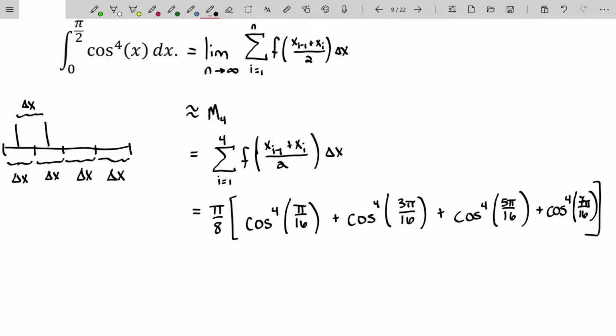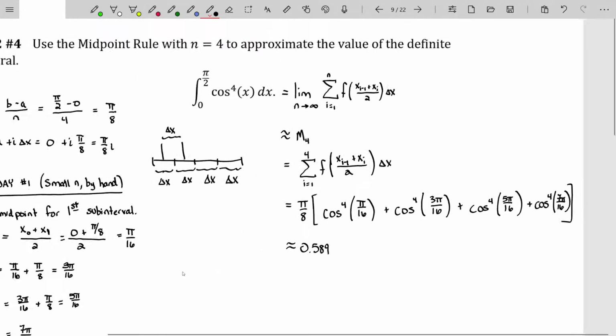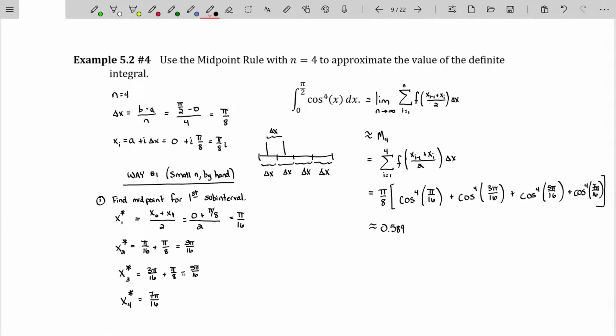I should probably evaluate that. There we go. I just used Desmos off on the side. So 0.589. Now, I told you there's 2 ways to do that. That's the easiest way. Just do it that way if you're doing it by hand.